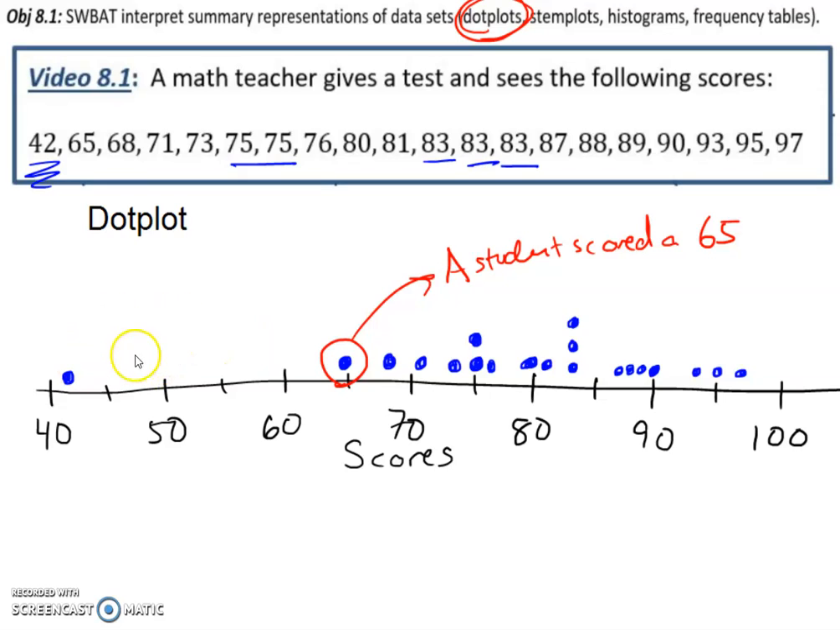One also nice thing about dot plots, and this is going to be true about our next two as well, is that it's really easy to see what an outlier is. So an outlier is a data point that's far from the rest of the data. You can just visually see it. Makes it really easy to see.